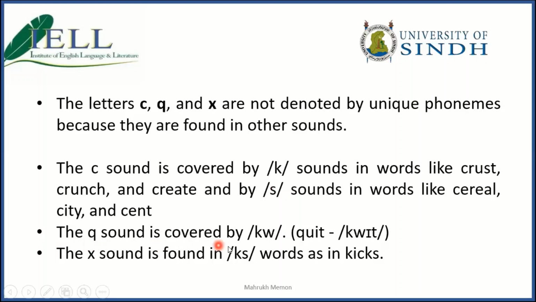The Q sound is covered by KW as in quit. So we see that for Q we do not have any separate phoneme because it is giving us the sound of K and W as in quit. Here the example is given. This is the word quit. It is written as K, W, then a vowel phoneme, we will discuss vowels, and then we have T. This is how we phonetically transcribe the word quit.